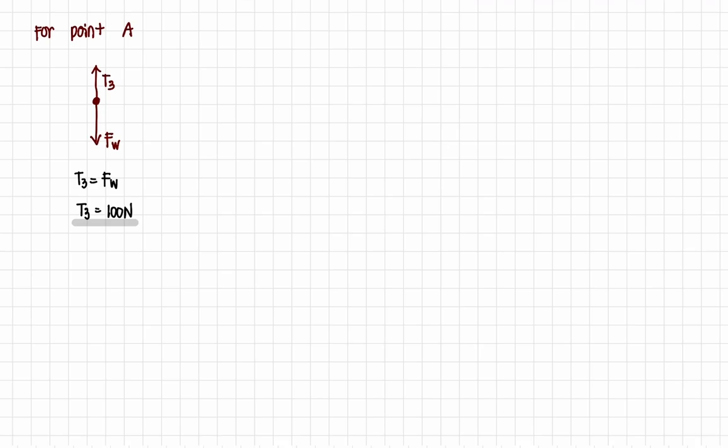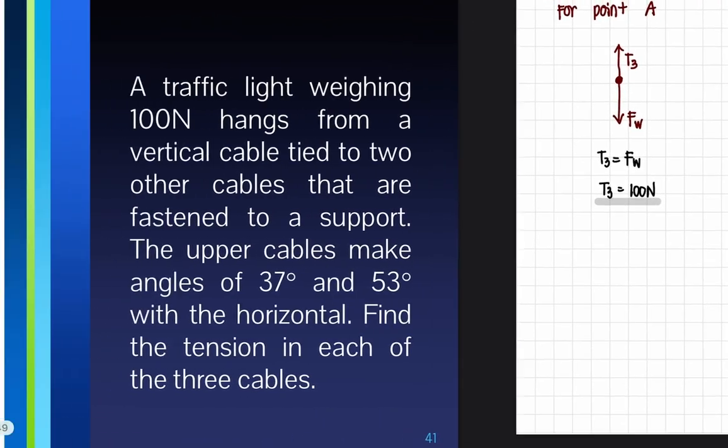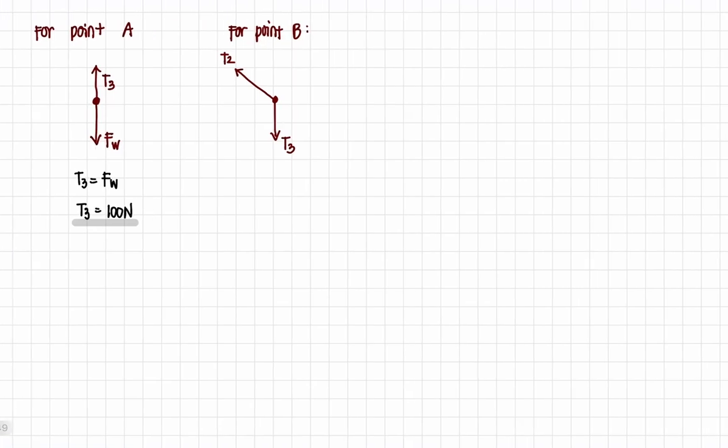Okay, next, we look at point B. So for point B, okay, this is the point B. T3 is now directed downwards. That's T3. And then we have T2. Okay, now that's T1.